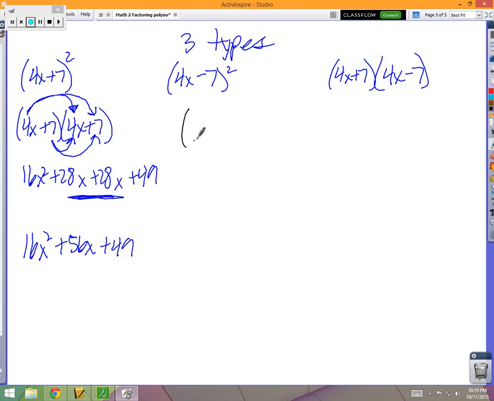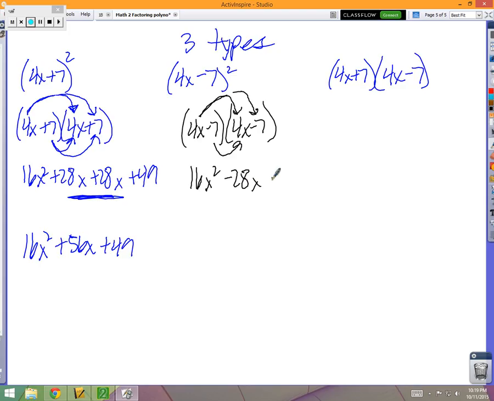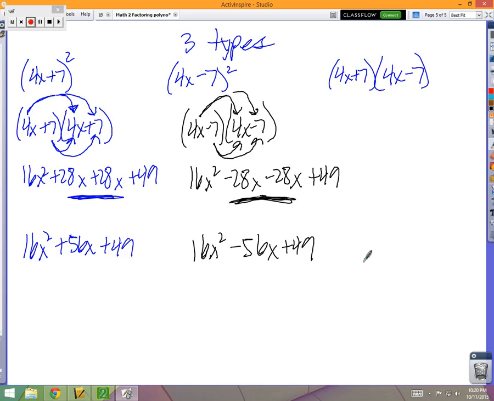Okay, your middle, 4x minus 7 times itself is 4x minus 7 times 4x minus 7. So 4x times 4x is 16x squared. 4x times a minus 7 is minus 28x. And then a minus 7 times 4x is another minus 28x. Then a minus 7 times a minus 7 is a positive 49. Same thing, you add up your middle terms, so your answers are almost the same. 16x squared, negative 28, negative 28 is going to be a negative 56x. And then your last is a positive 49, because a negative times a negative is a positive.